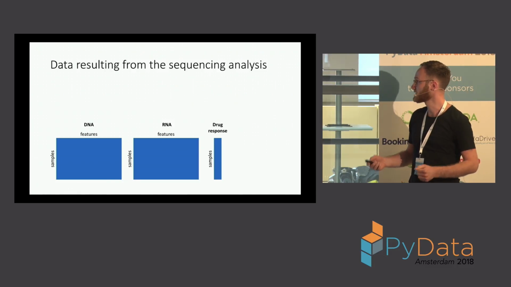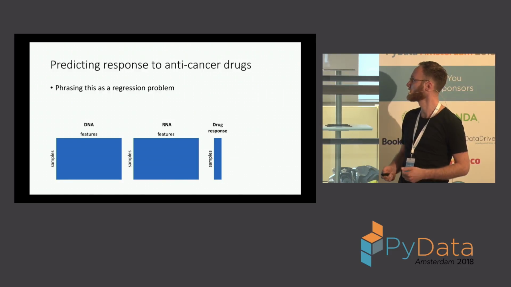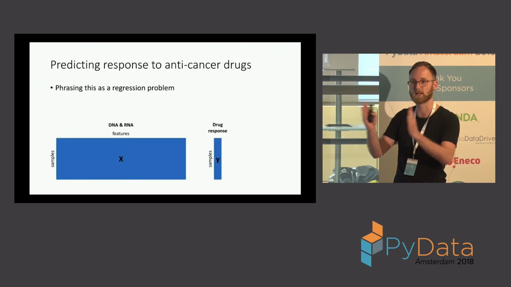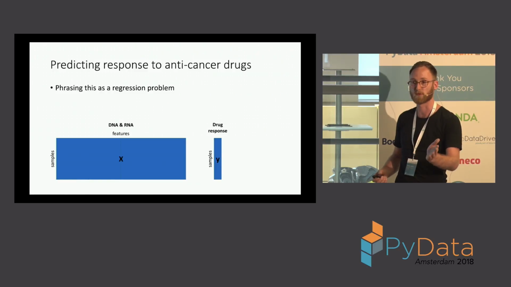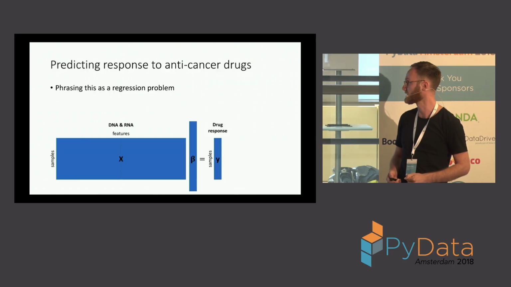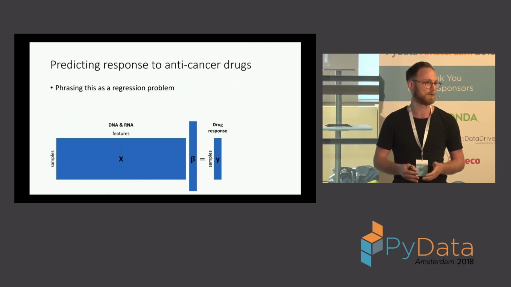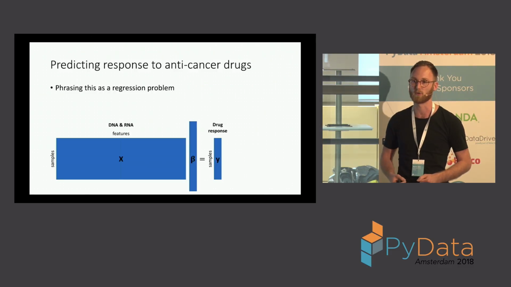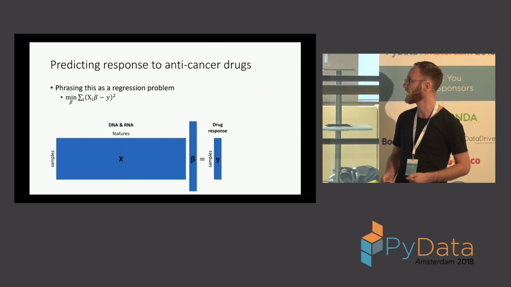Now, to relate these to each other, we can try to predict the drug response to anti-cancer drugs, and we will do this by phrasing it as a regression problem, where X will be defined as the concatenation of the DNA and RNA data into one big feature matrix. Our drug responses are the Y vector, and we'll relate that to X via linear regression, so fitting a vector of betas to map X to Y. We've also tried other nonlinear methods, but those don't really add any predictive performance over the linear case, so we're going to stick to the simplest model here. As you probably know, we obtain our betas by optimizing this function.